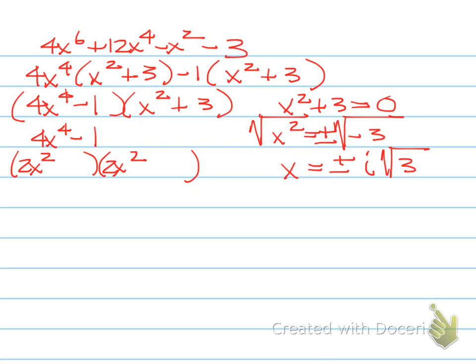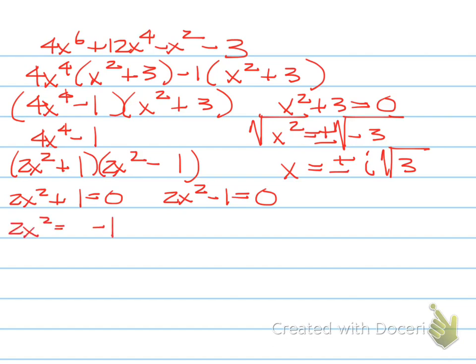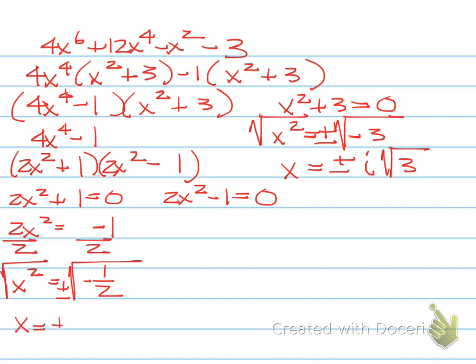You can factor it, you get 2x squared plus and minus 1, set each one of those equal to 0. And we set the 2x squared plus 1 equal to 0, and 2x squared minus 1 equal to 0. We get x squared will equal -1/2, so when we take the square root, we get x equals plus and minus i root 2 over 2.